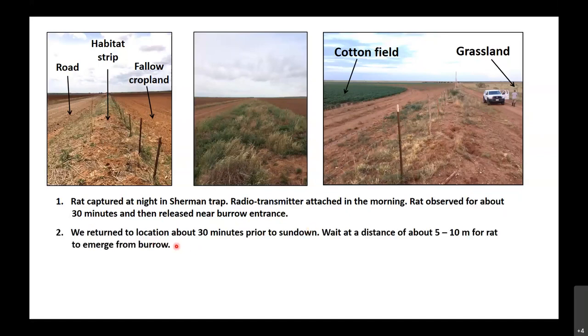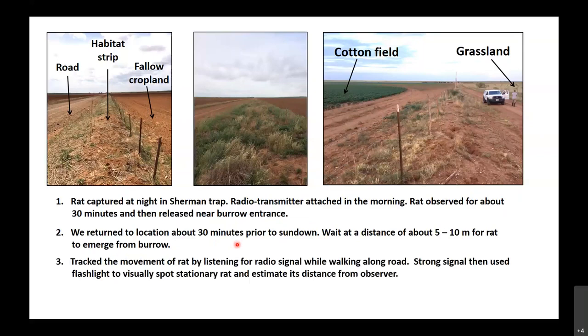And then we would return to the location the same day, about 30 minutes prior to sundown, and then essentially wait by the roadside, wait by the burrow for the kangaroo rat to emerge once it became dark. And then we track the movement of the rat by just listening for the radio signal. So listening for the radio signal while walking along the road, whenever we would hear a relatively strong signal, then using a flashlight, we would carefully try to get a visual on the rat, wherever it might be.